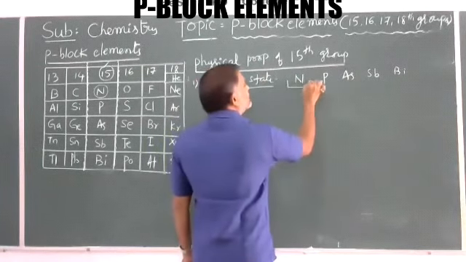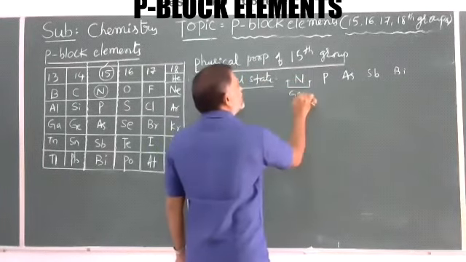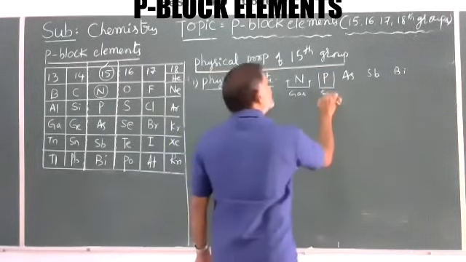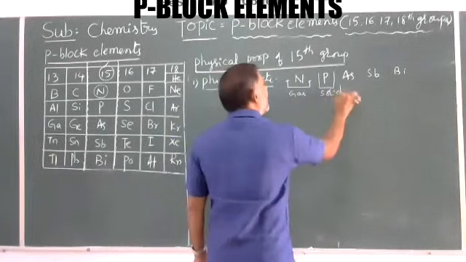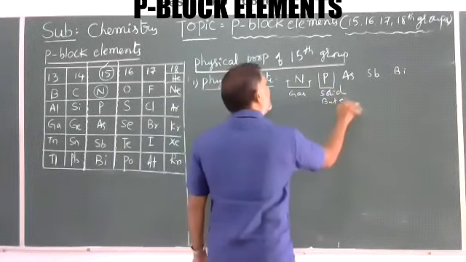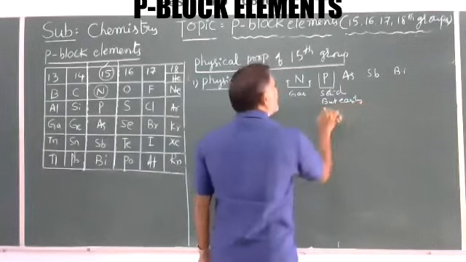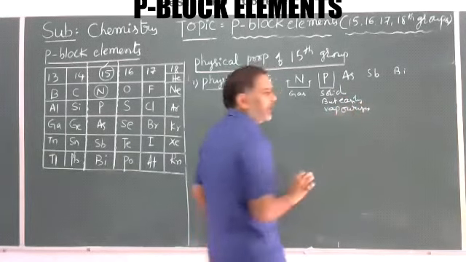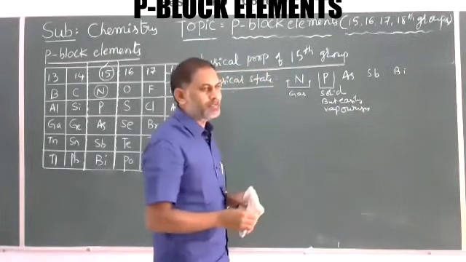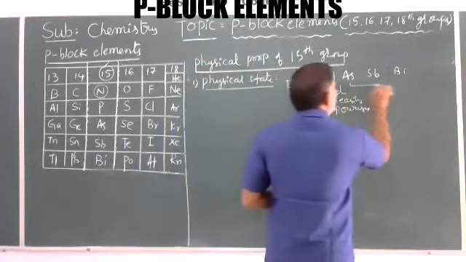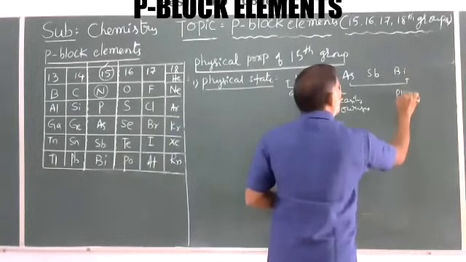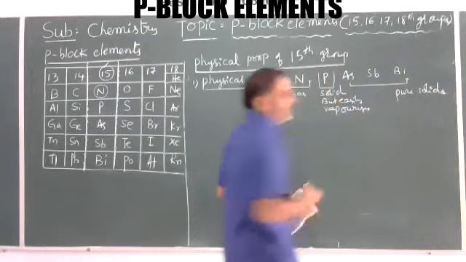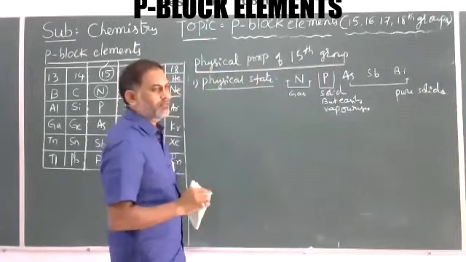Nitrogen is a gas at room temperature. Phosphorus is a solid, but at room temperature it easily vaporizes. Arsenic, antimony, and bismuth are pure solids at room temperature. The physical state is clear.